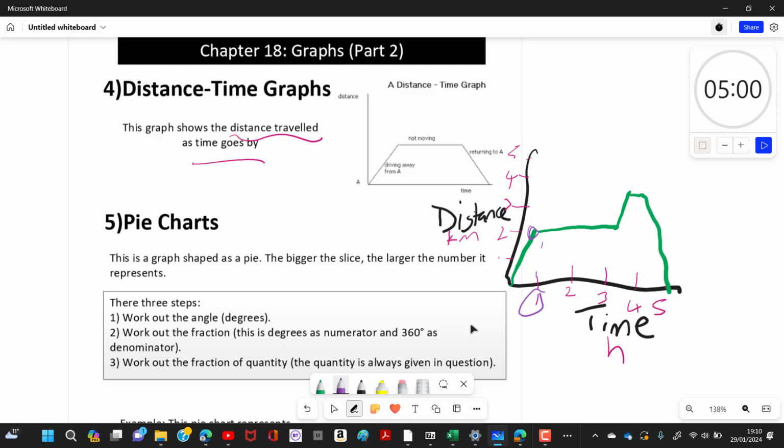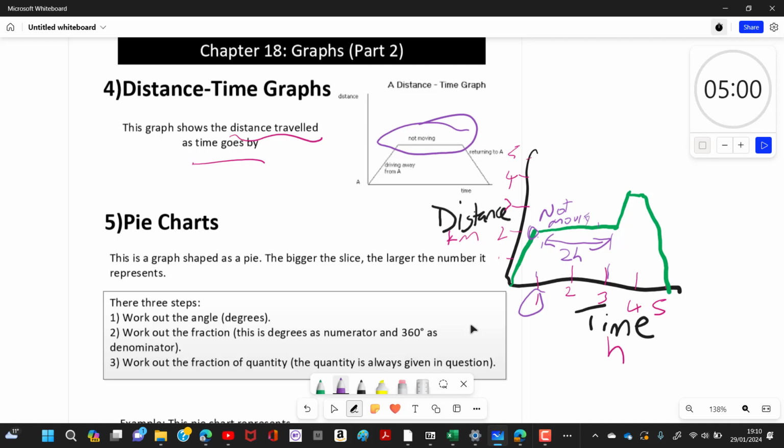Then from 1 hour to, let's say, 3, so another 2 hours, from 3 take away 1 is 2 hours. In that 2 hours, how much distance did I travel? Well, I didn't move at all, so I was still stuck on 2 kilometers. So basically, I've done no traveling, not moving. Where you see a horizontal line like you see here, it means you're not moving. Okay, really important. Horizontal means you're not moving.